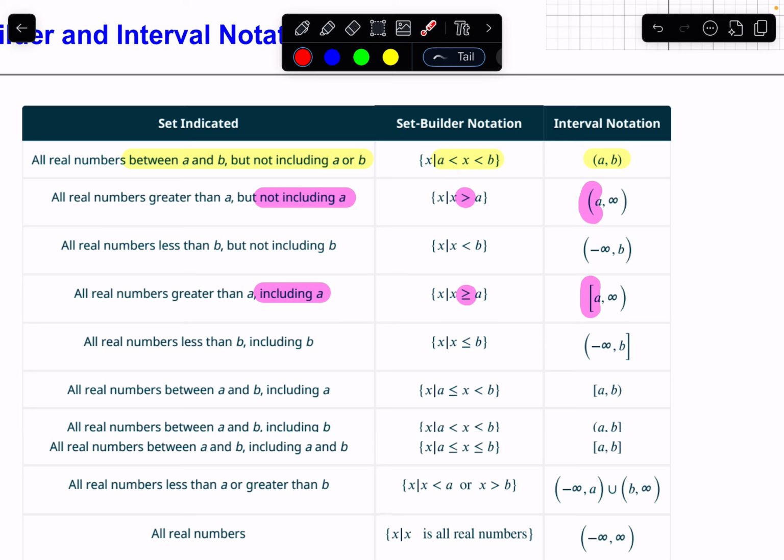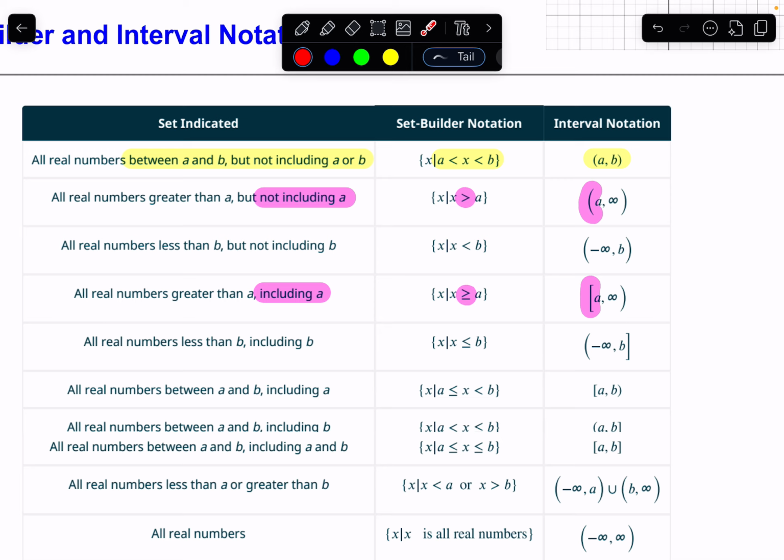We would represent this in interval notation. You write the smallest value on the left and the biggest value on the right. And because we are not including A or B, we use a parenthesis on both sides.